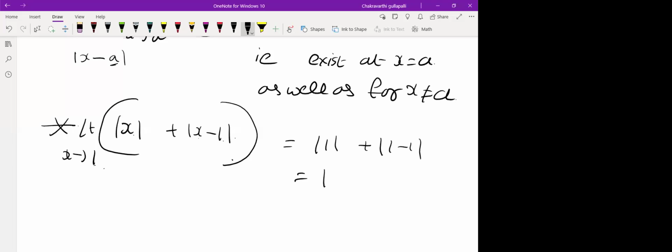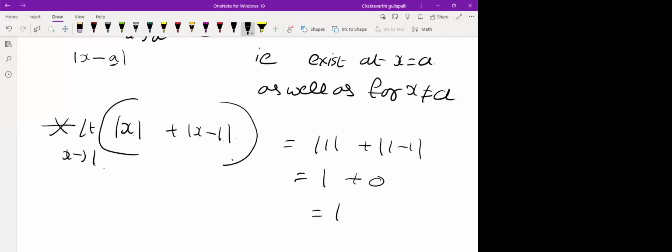Directly, 1 modulus of 1 is 1, this is 0. Answer is 1. Why are we replacing? Because we know the limit exists. Remember, add this point to what your teacher told earlier: only if the limit exists, replace x by a.